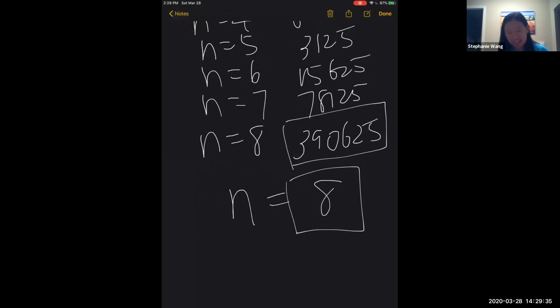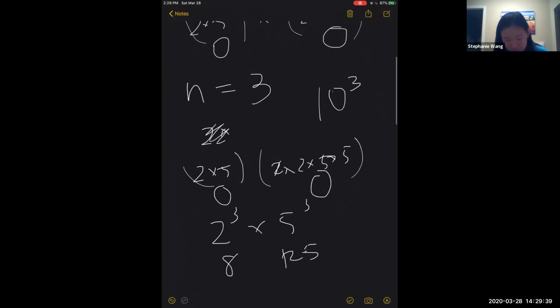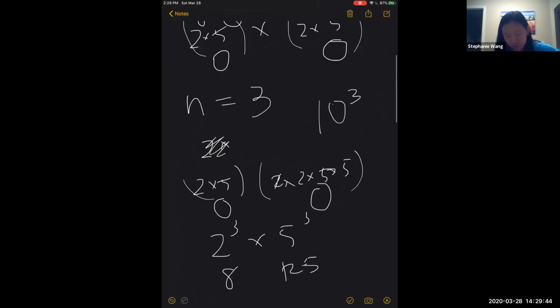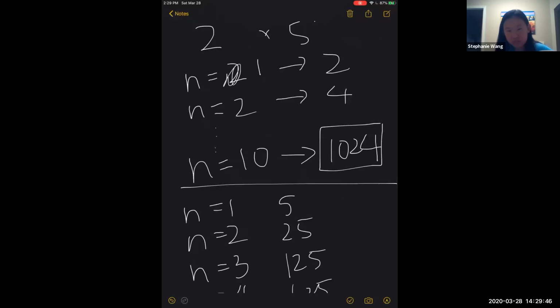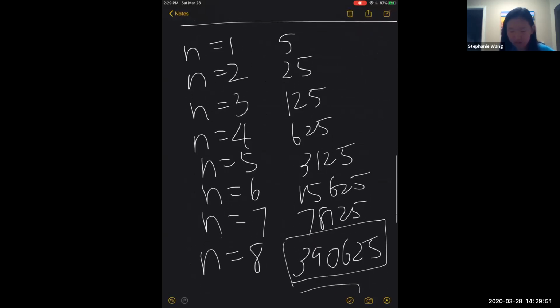I know this is kind of bashy, but there's not really a better way to do this, because you're trying to find where 0 appears in powers of 2 or powers of 5, and you can't really figure that out somehow. So you just have to bash through all of the numbers.